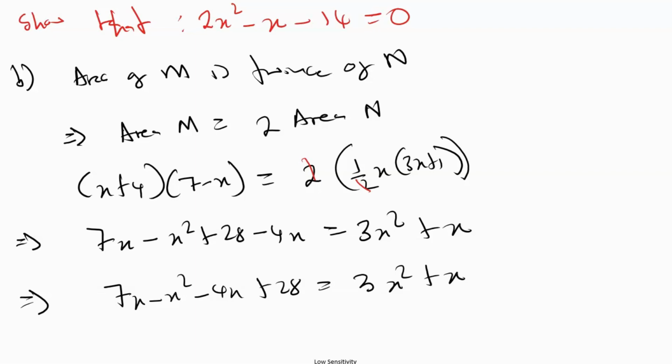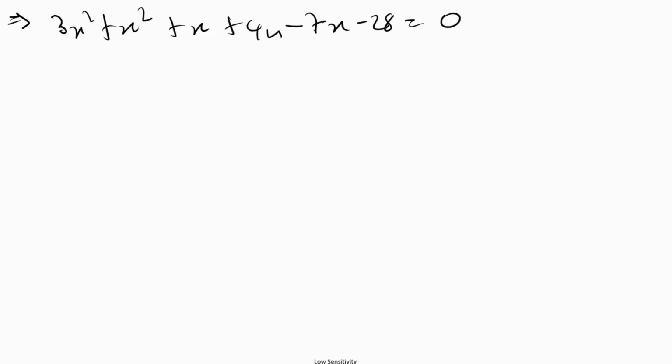So we can move everything from the right hand side to the left hand side, and we'll get this expression: 3x squared plus x squared plus x plus 4x minus 7x minus 28 equals 0.